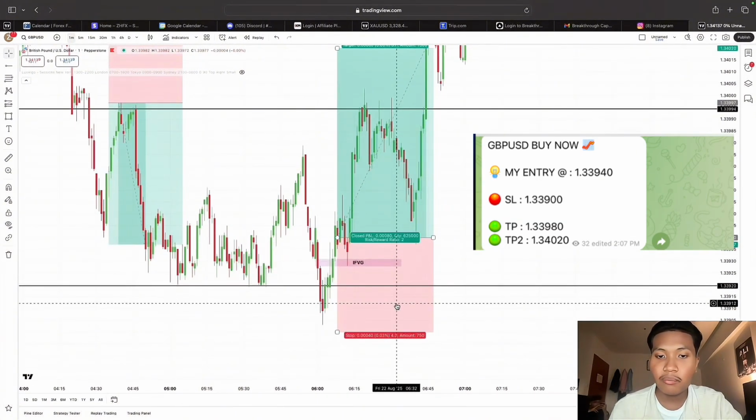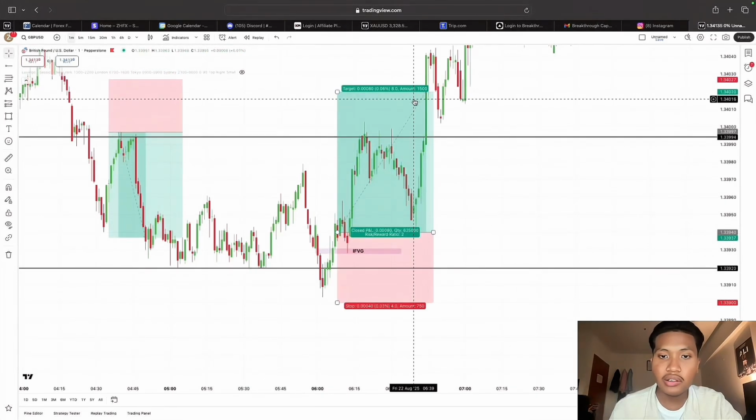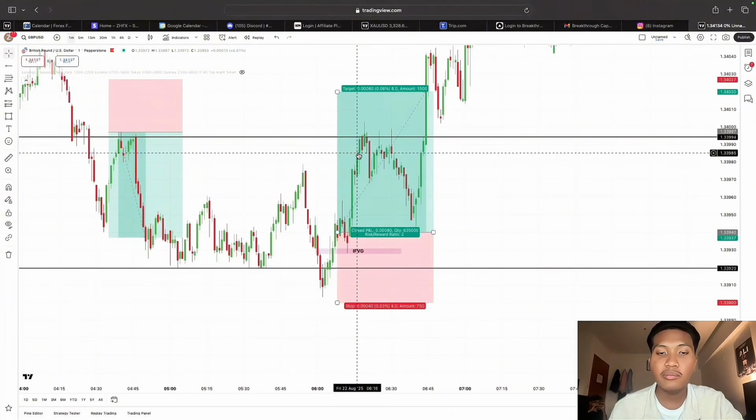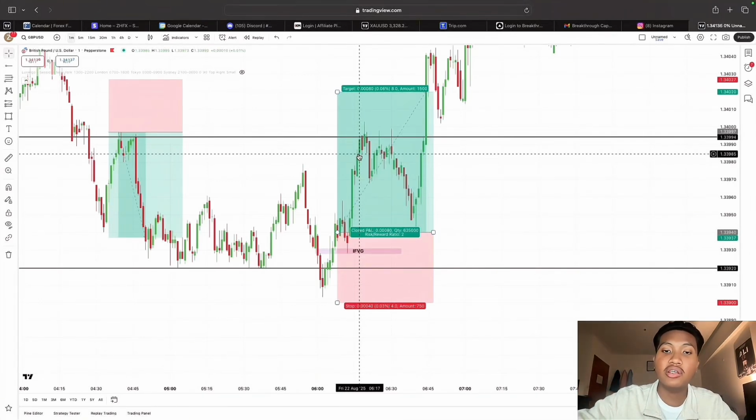My SL was a 4 pip stop loss, 8 pips TP, and it ran 1:1. The majority of my students closed at 1:1 RR, but I held it without BE, and I managed to hit a 1:2 risk to reward trade. So with this trade, I managed to secure 2%.